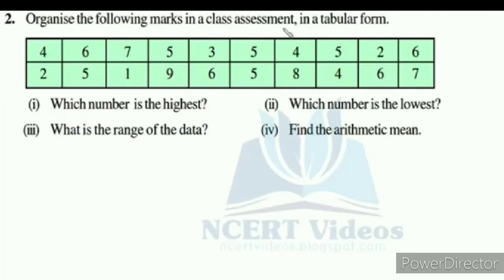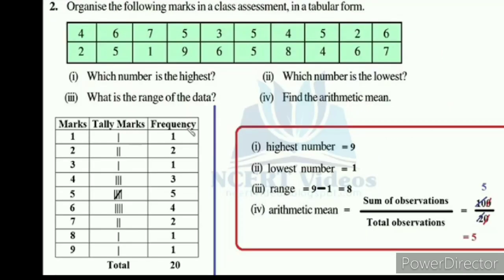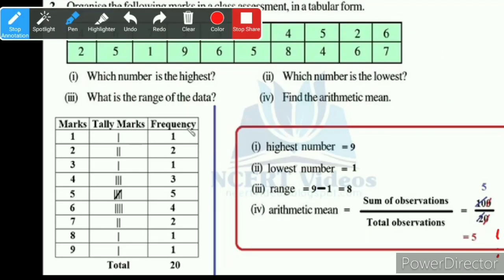Question 2. Organize the following marks in a class assessment in a tabular form. Here they are given in a table, the marks scored by the students in an assessment. From this data, we should find which number is the highest, which number is the lowest, what is the range of the data, and find the arithmetic mean. Arrange the marks in a tabular form in this manner: first column marks, second column tally marks, third column frequency.